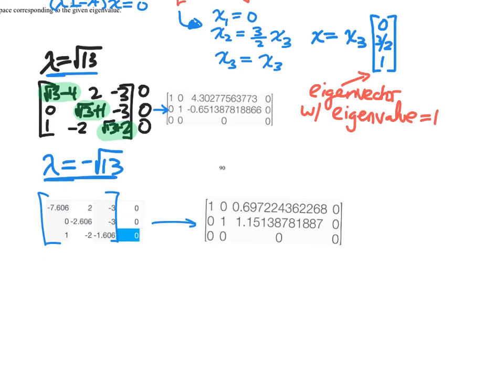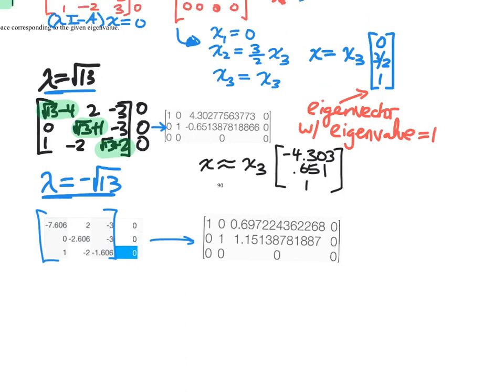So x as a solution for the second eigenvalue should be equal, and we're going to approximate x3 times negative 0.303, positive 0.651, and 1. All right, because again, that free variable of x3.